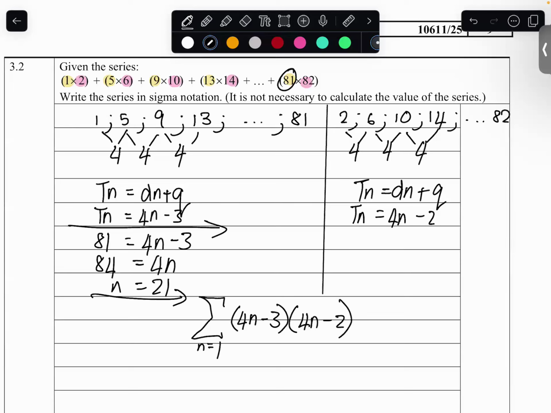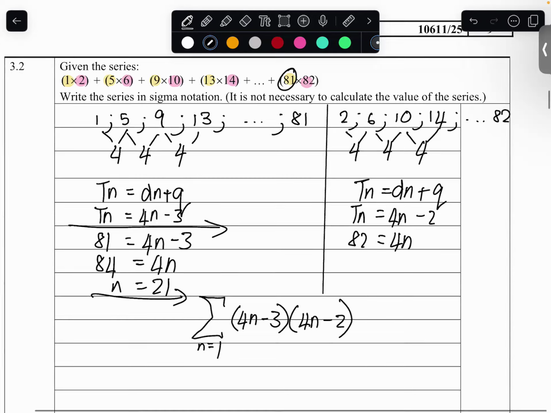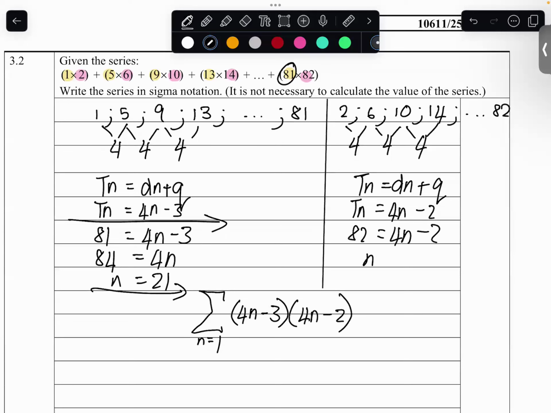Right? You can do the same thing here just to test it out, but it's going to give you the same answer. 82 in place of Tn, and then solve for n. n is going to give you 21. So on the top of the sigma sign is the number of terms in the sequence, which is 21. Done.